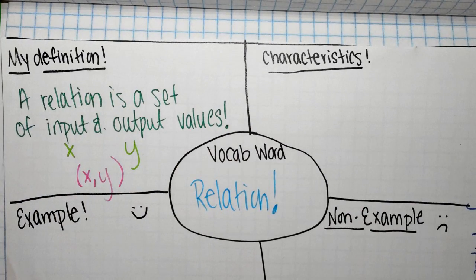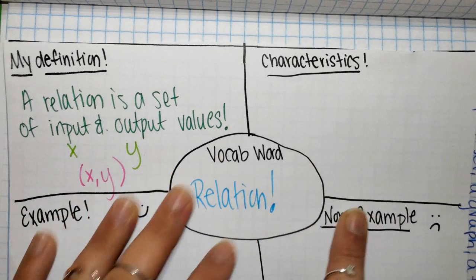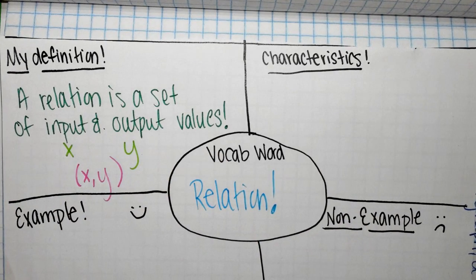So a relation is a set of X and Y values. Now how many do you think a set is going to contain? More than 2. It's going to have more than 2 in it. Now we have multiple things to write over here, so get ready.